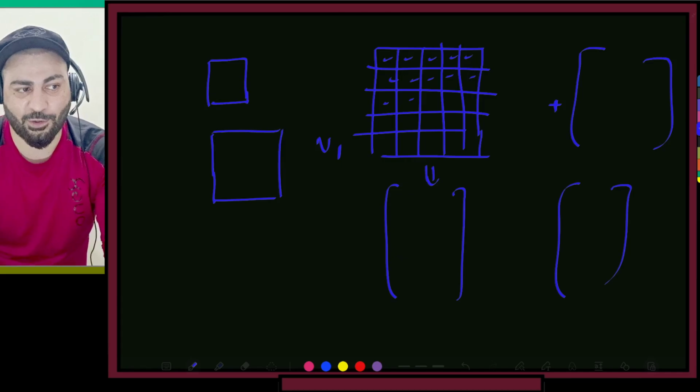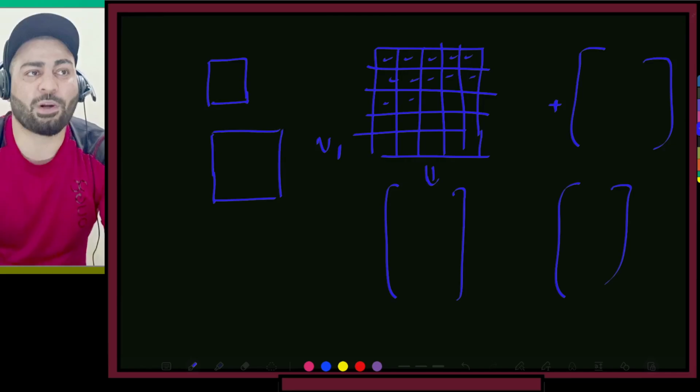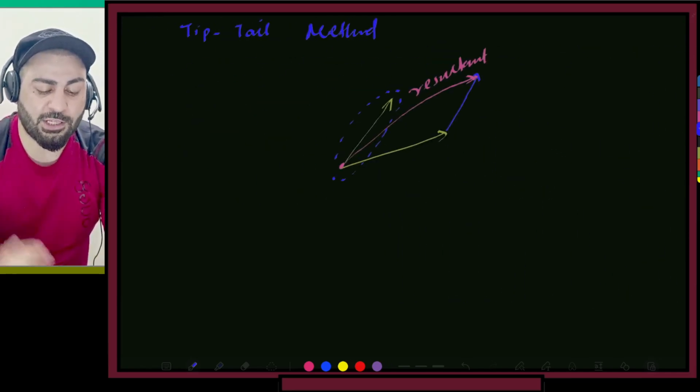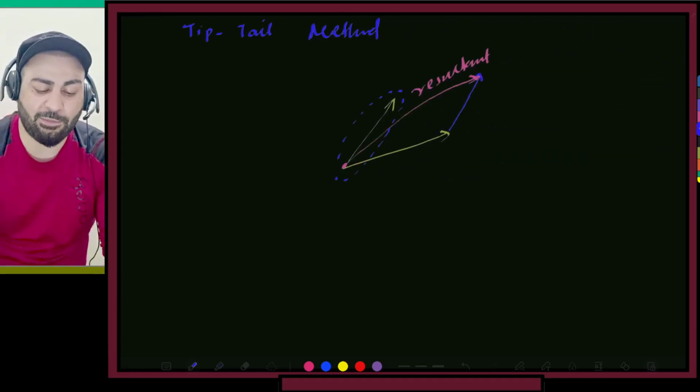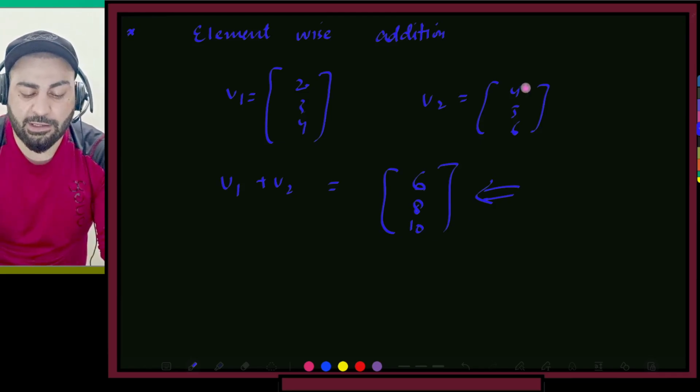When you change the color of an image, or maybe give it some motion or something like that, all of these are basically operations on these vectors. So this is one method, the tip to tail method. In mathematical terms, we are doing addition by taking each element: 2 plus 4 is 6, 3 plus 5 is 8, 4 plus 6 is 10. So we are doing element wise addition.